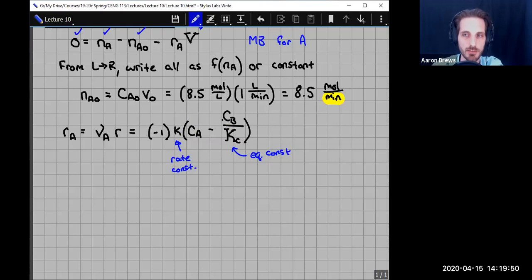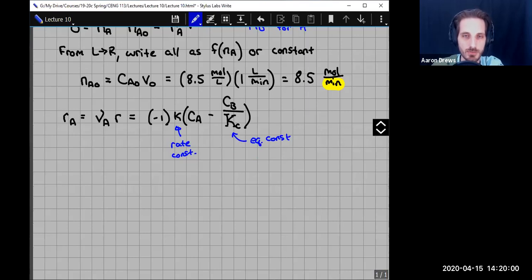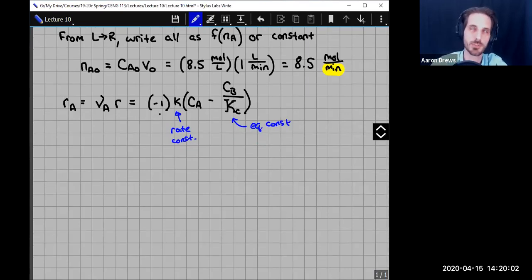There's a question in the chat. I thought K_C is equal to K_f over K_r. That's the way that it's defined, and then it happens to be equal to the way that we've used it here. K_C is equal to a lot of different things, unfortunately, or maybe fortunately. That makes it a very powerful tool.